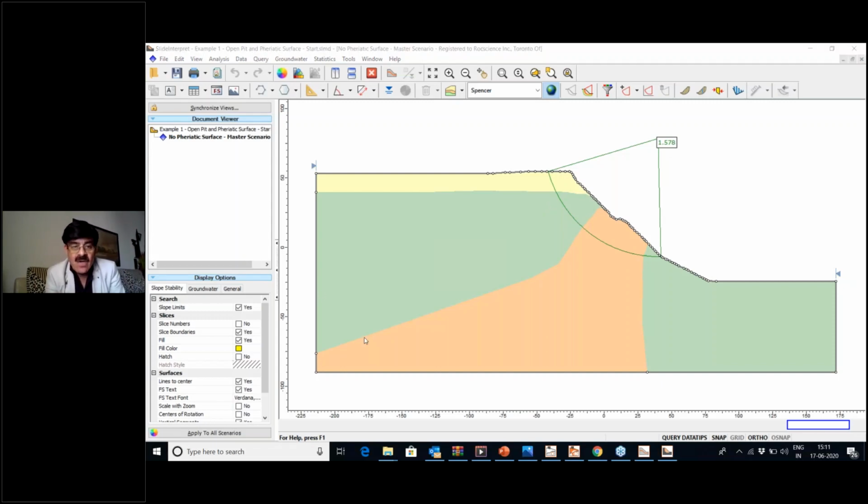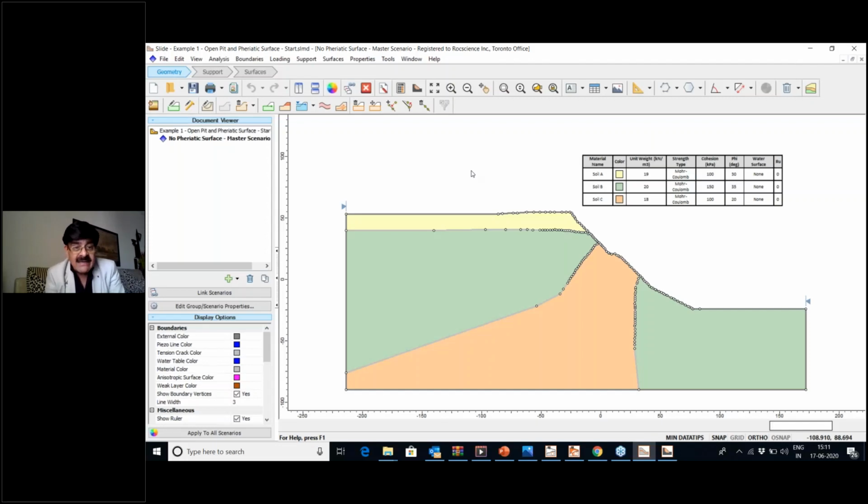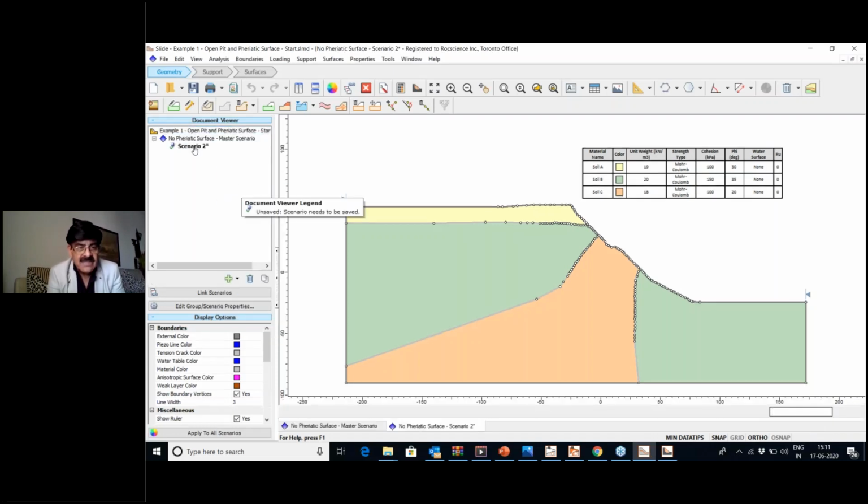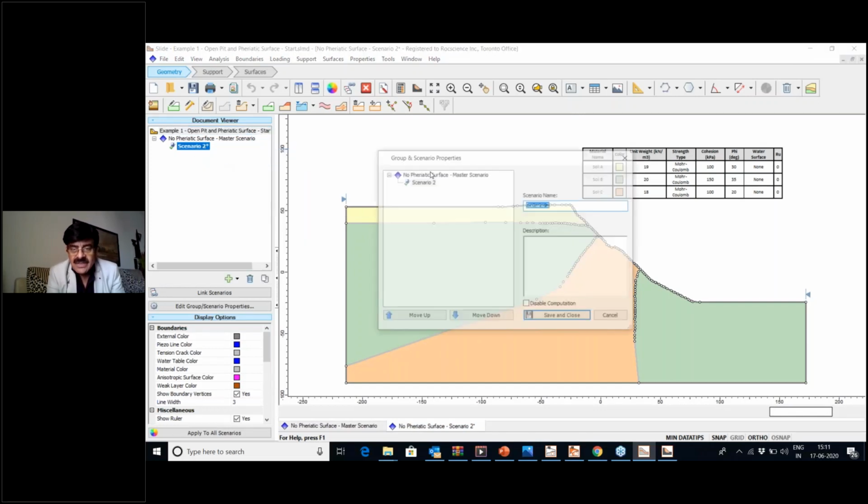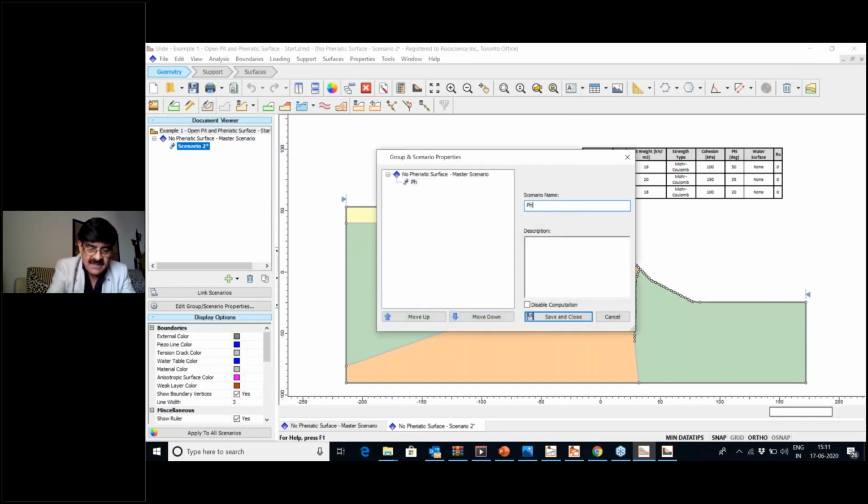And so let's go back to the modeler so that we can apply some water, which is here. We can go back to the modeler. The modeler opens again. And what we can do, we can create another scenario. We can just copy this scenario, add scenario, and we can rename this scenario to indicate that we are going to apply phreatic surface. Phreatic surface, the name, we give it to this scenario, save and close.